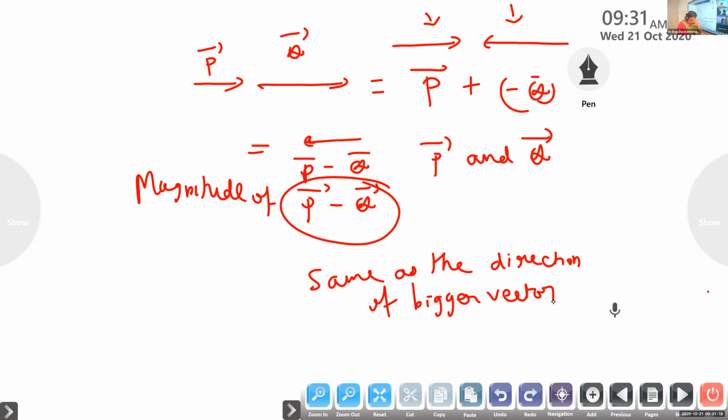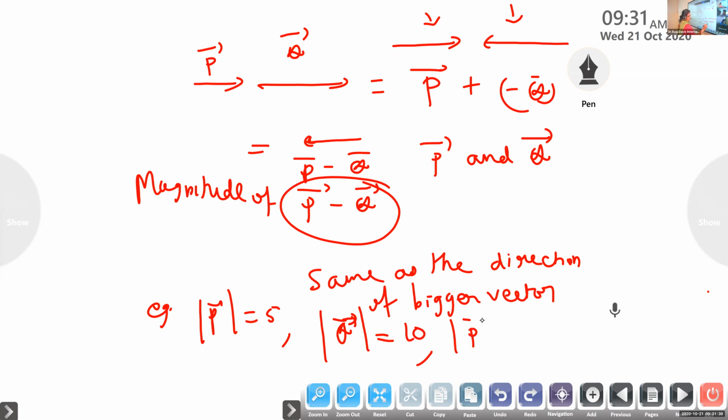Direction of bigger vector. Okay. So, for example, we can just write it as: magnitude of vector P is 5, magnitude of vector Q is 10. Then magnitude of P minus Q will be minus 5, modulus of minus 5, or 5.